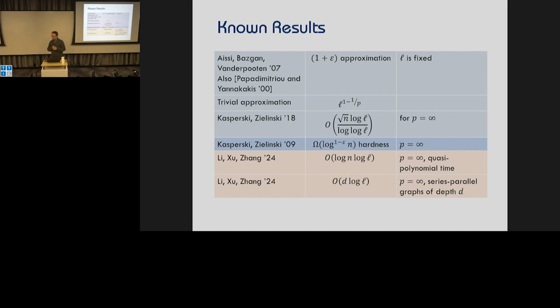And as I mentioned before, Li et al. get a log n log L approximation for the L infinity norm in quasi-polynomial time, and they also obtained a big O of d log L approximation for series-parallel graphs of depth d, and this algorithm runs in polynomial time. In the hardness result, what's the dependence on L? Is this even with fixed L, or only when L is large? L will be like n. Okay.